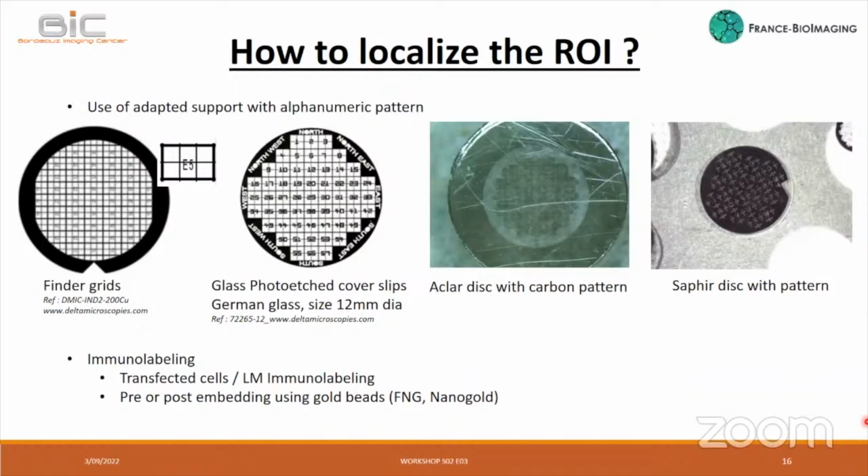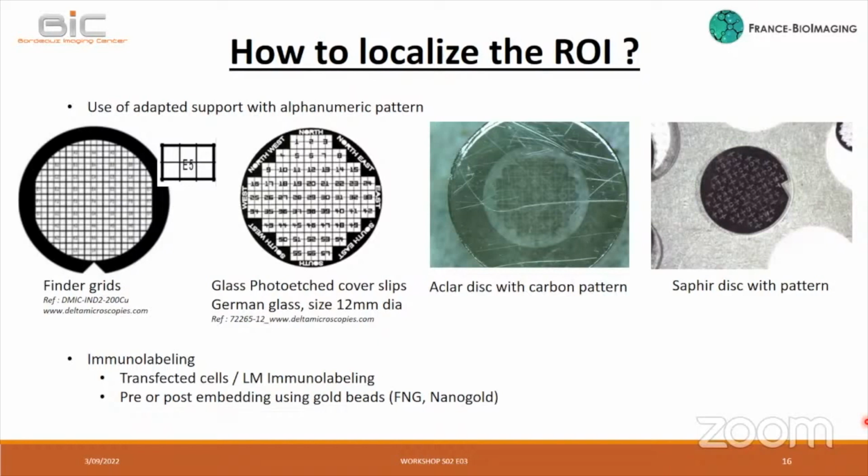we use several supports on which the culture will be made. And all these supports have a simple mechanism, an alphanumeric pattern to identify the exact position of the point of interest. So for example, on glass coverslips, there is a numeric pattern from 1 to 99. It's an engraving.